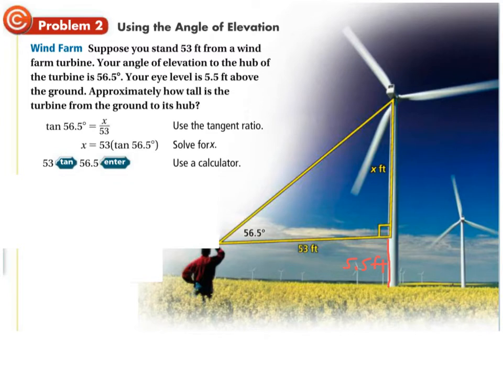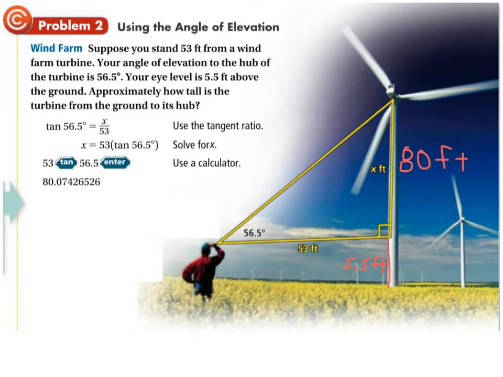So you hit 53, and then you hit the tangent of 56 and enter. It depends on your calculator. You might have to do it slightly differently. And you get approximately 80. It doesn't say to the nearest foot, but let's round it off like that. So that's how high this is right here, approximately 80 feet.